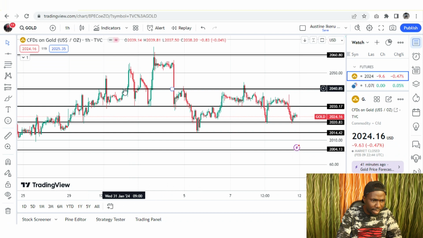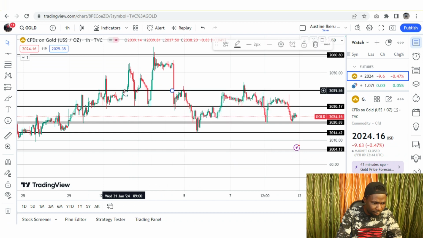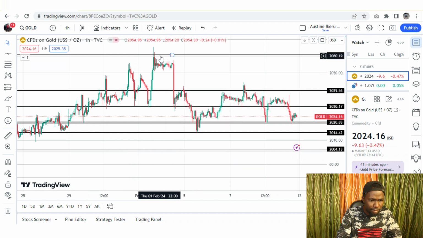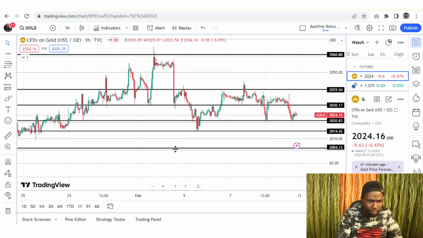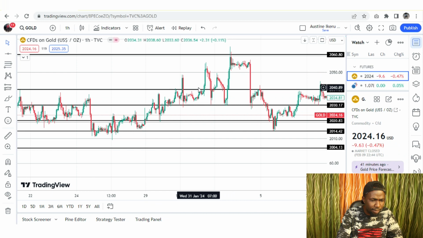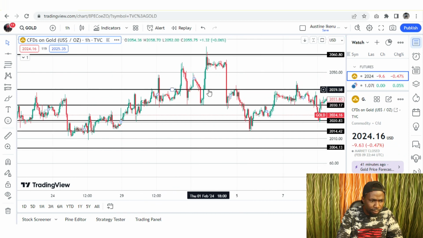Daily time frame, we got two levels, which is this level and this level. At the 4-hour time frame, we got this level, this level, this level, and this level. At the 1-hour time frame, we got just one level, which is this level.